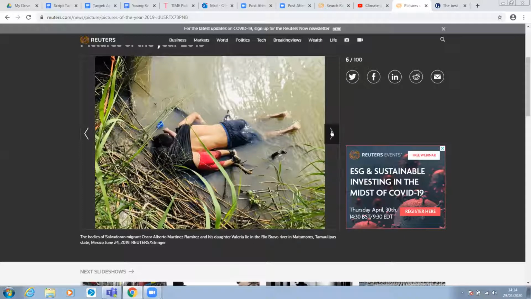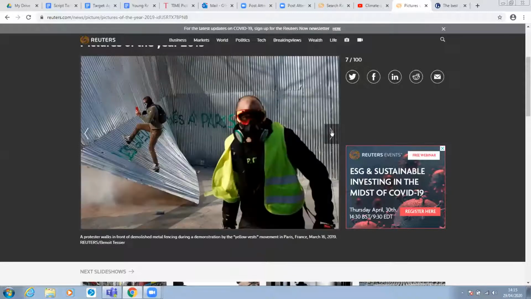If we look at another one here, without reading the caption, you don't really have any idea what's going on here. It's quite an engaging image. It might be interesting to look at. I personally would have no idea what's going on here unless they had given me enough information to understand more. Reading it, it says, "A protester walks in front of demolished metal fencing during a demonstration by the Yellow Vest movement in Paris, France." Okay, so the fact that it says Yellow Vest movement, I automatically understand the broader context of that story, which is these ongoing protests which have been happening, Florian will tell you, over the last several months in France.